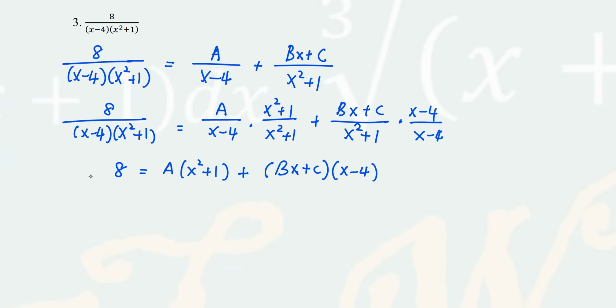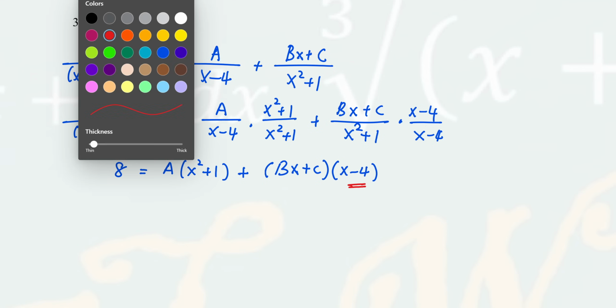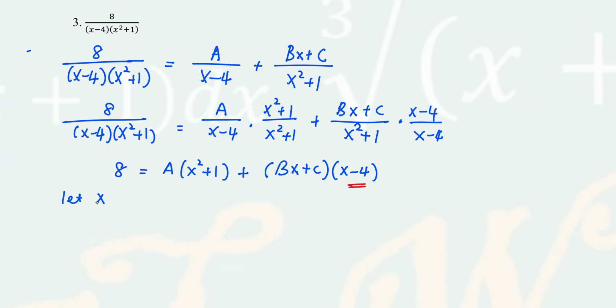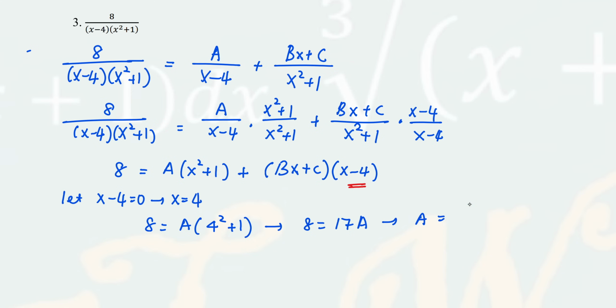Okay, so now again here, to calculate the three unknowns, I will let the factor be 0. So now I let this x minus 4 be 0. Then you will get x equals 4, which means the left side does not depend on x, just rewrite the 8. And then here I get a times 4 squared plus 1. And I let x minus 4 be 0, which means the second term will be 0. Then here 8 equals 4 squared plus 1 is 17, so 17a. Hence your a is going to be 8 over 17.